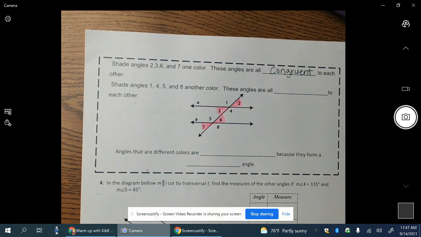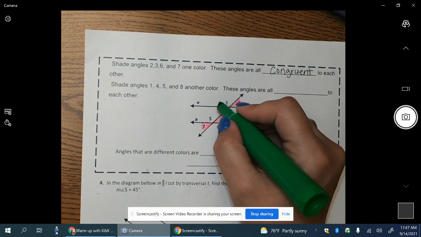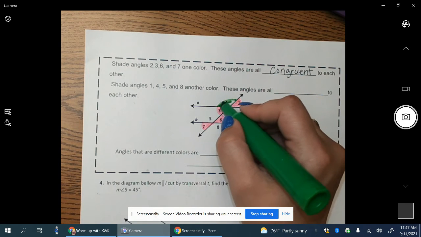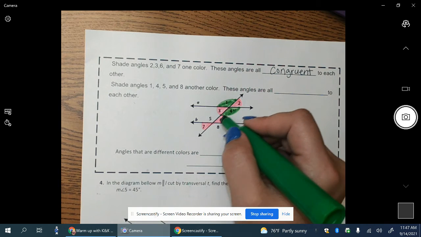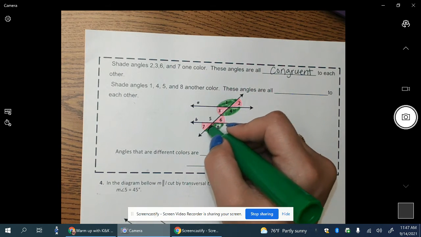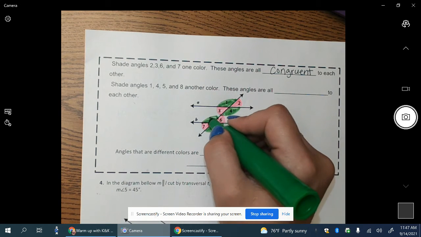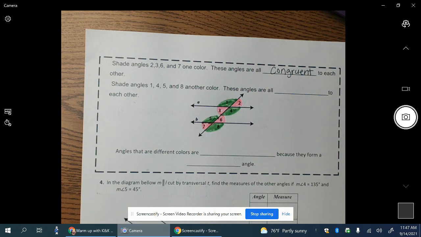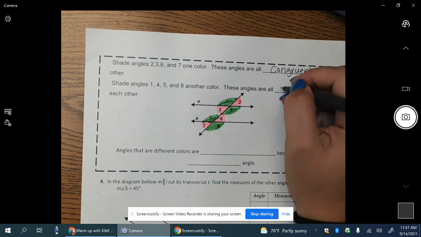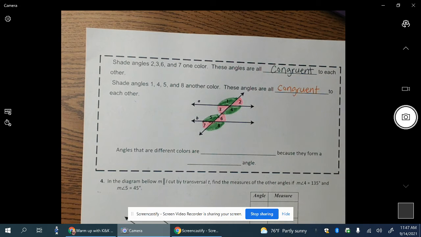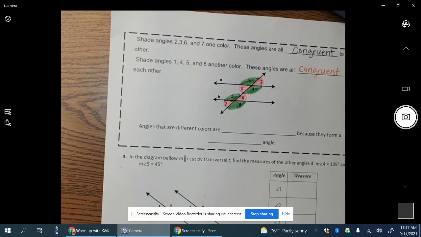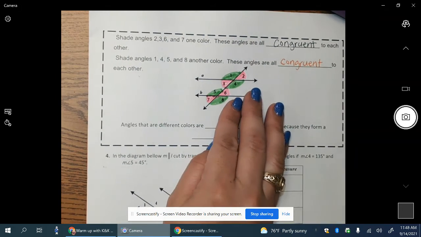Alright, now highlight 1, 4, 5, 8, another color. And based on Alex's statement, I bet you can tell me what these have in common. They're obtuse. These are all obtuse. Wow, I was right. Okay, so if they're obtuse, they are also going to be congruent to each other. So if you can figure out which angles are congruent to each other, then this is easy. If you're not sure how to figure out which ones are congruent, you might struggle a little bit with this.